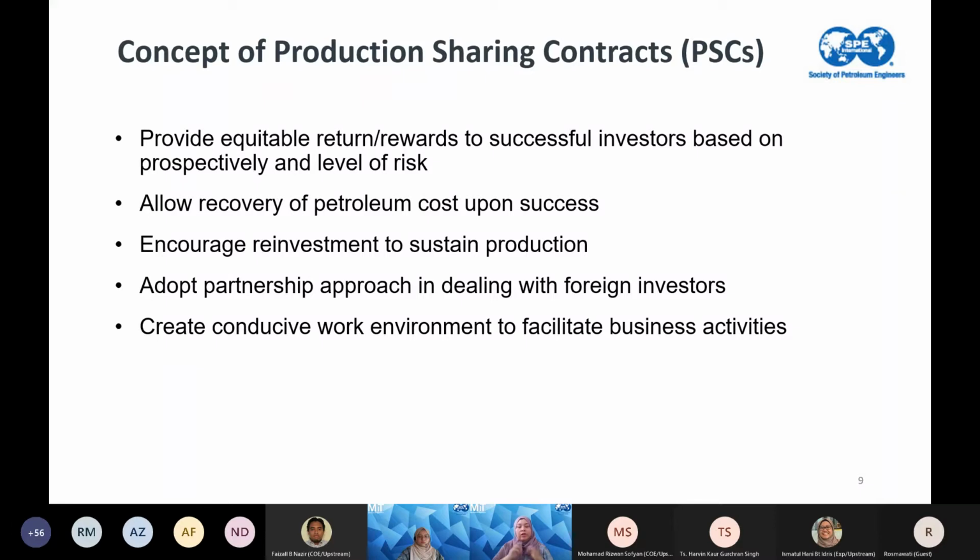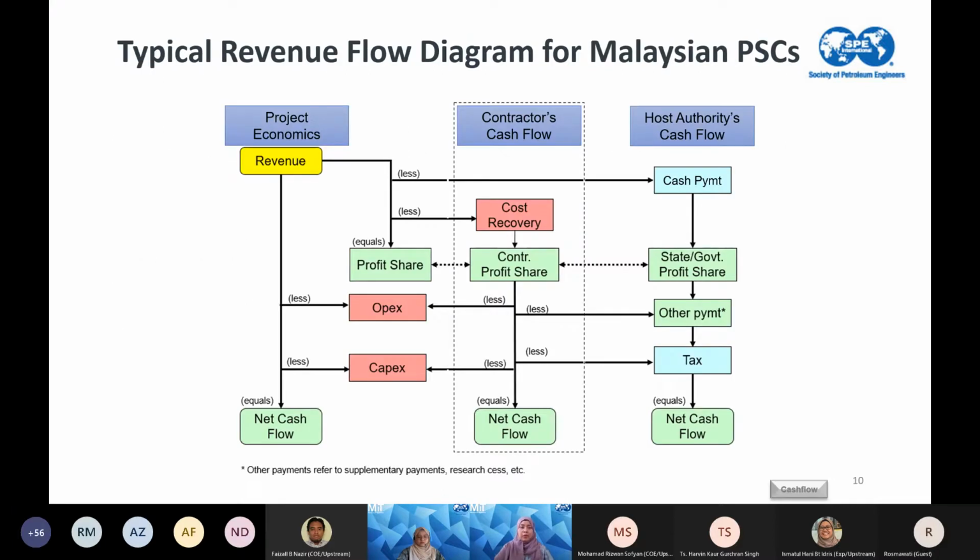PSCs try to create a conducive work environment to facilitate business activities. So imagine this: if you are a host authority, you have to think about how best to incentivize contractors to want to invest into the field or the country. What terms would make sense? What's the right balance of risk and reward such that it is rewarding and beneficial enough for the contractors to come in and do business in the country? You might be taken aback by all this, but let's just stick to this one by one, left to right, top down.